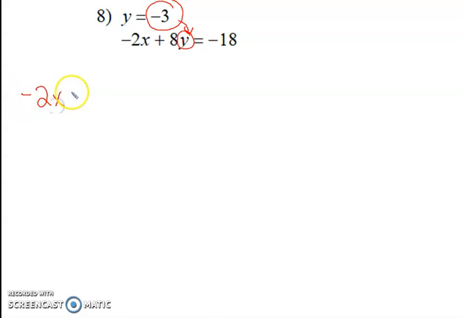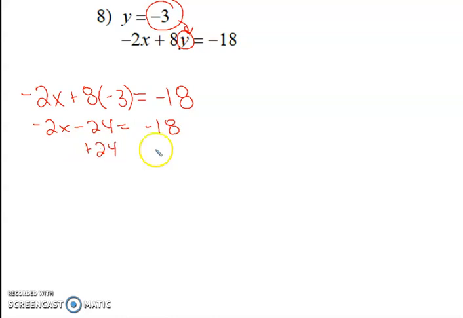Negative 2x plus 8 times negative 3 equals negative 18. Negative 2x minus 24 equals negative 18, plus 24, plus 24. That's gone. Negative 2x equals, what's it equal? And then what? Divide. So we get x equals negative 3.